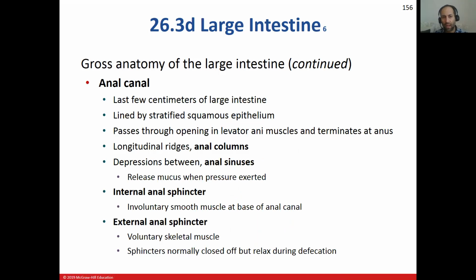So then we are down to the anal canal. The anal canal is lined by stratified squamous epithelium, as you can see here, okay? And you have two sphincters in this region. The internal anal sphincter, which is not under your voluntary control, and then the external anal sphincter, which is under your voluntary control. So when you are toilet training a child, as an example, he or she is learning the control of their external anal sphincter at that point, okay?